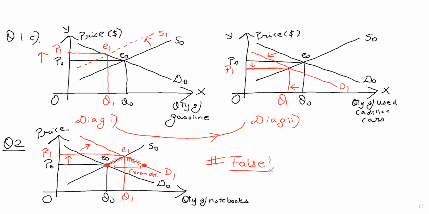Any doubt? Excuse me, sir. Yeah, ask your doubt. So, if the question would have been an increase in quantity supplied, then what would be the answer? True. Then the answer would have been true.